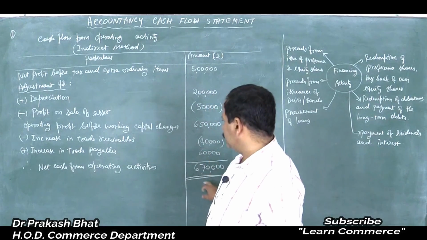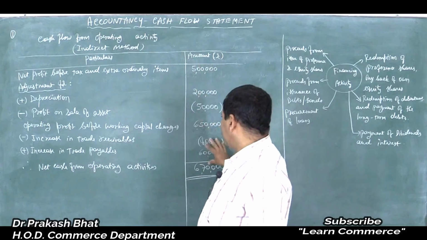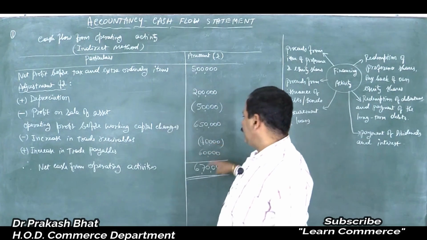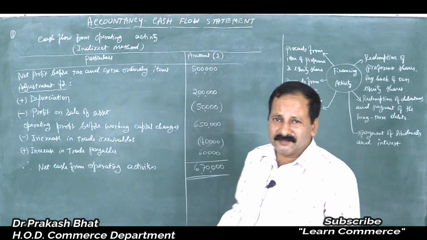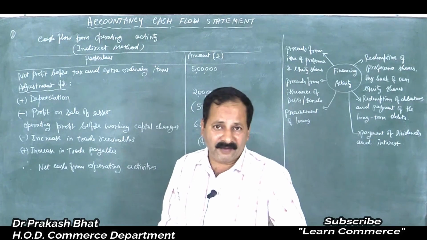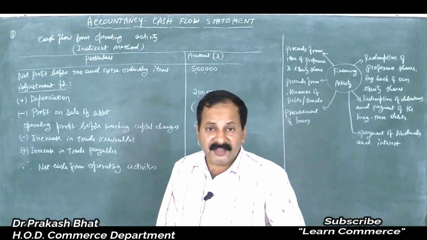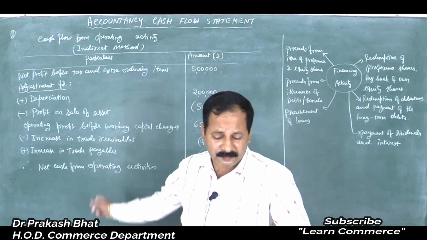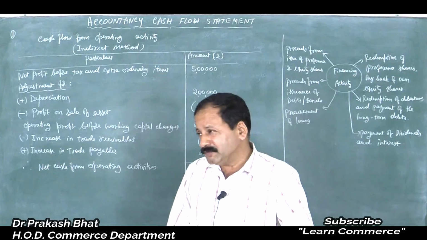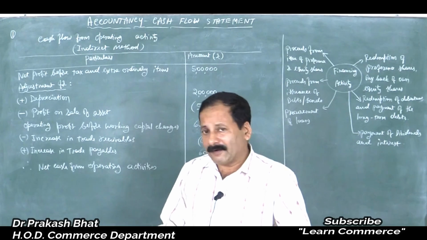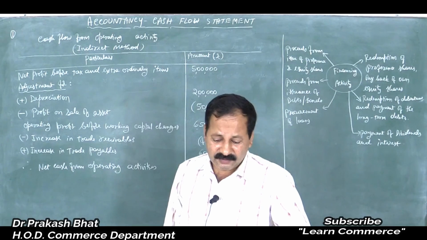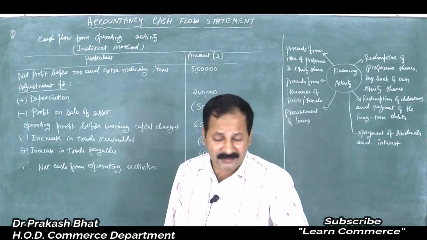Remember, 3, 4, 5, 6, like that. This is the final answer. These are the different entries you are doing. So for each entry, 1 mark. So maximum 6 entries. They will give small problems like this, mostly on operating activities or investing or financing activities. I will take up the other problem.